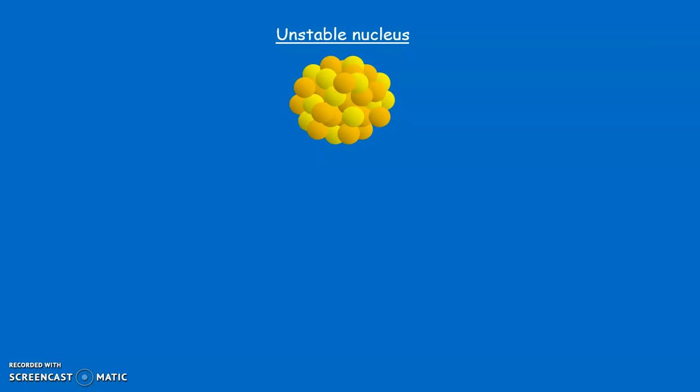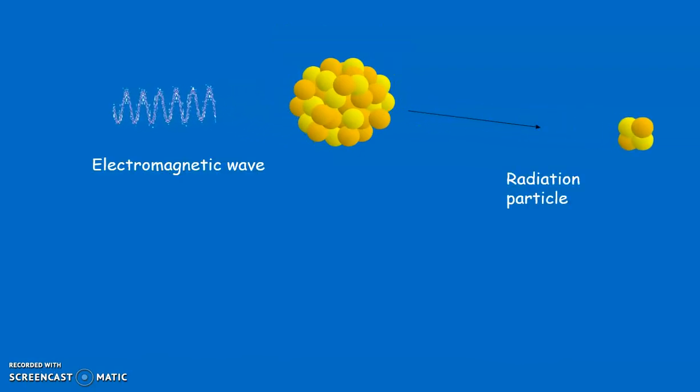So here's an animation showing radioactive decay happening. So we've got an unstable nucleus. The unstable nucleus then either releases an electromagnetic wave as energy, or it could release a particle of radiation. And the whole point of this is that the nucleus, which is unstable, wants to become more stable.